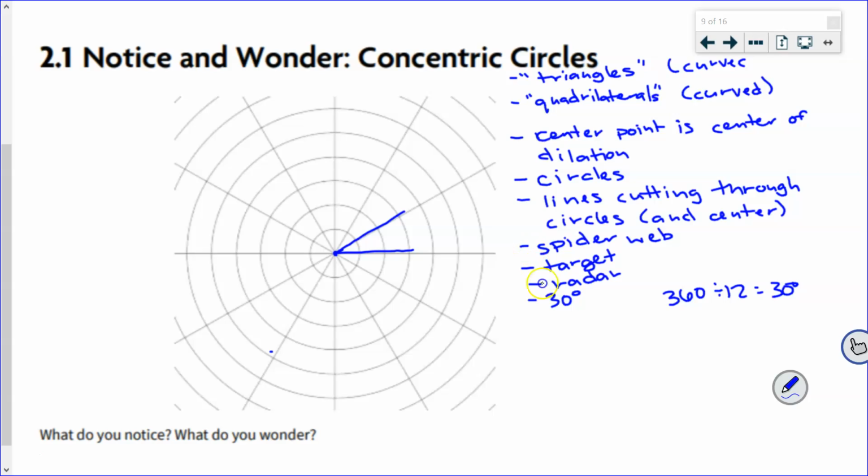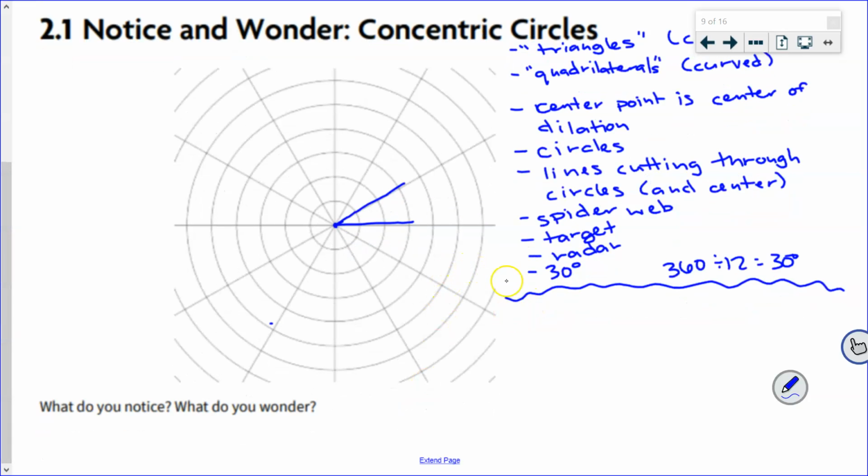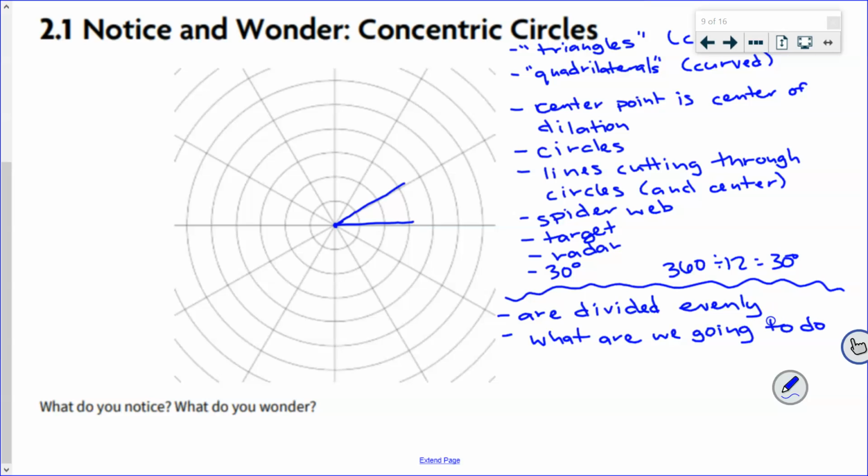Okay, let's quickly go over some things, like, what do you wonder? Let's make this happen quickly. I'm only going to take maybe 3 or 4 responses. First one's up. Cole. Are they divided equally? And I've already answered that one, right? But you were wondering in the beginning, are they divided equally? Lucas, what are we going to do with it? Zeta. Good. Parker. Why circles?